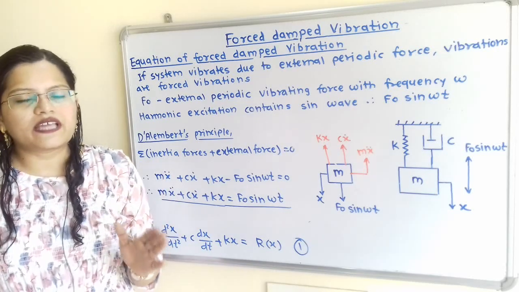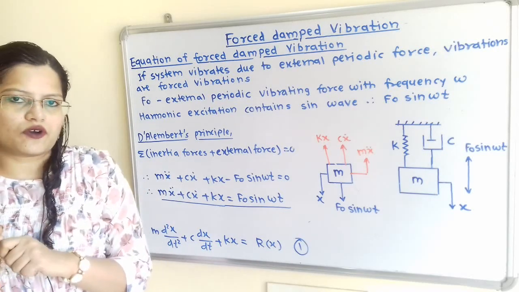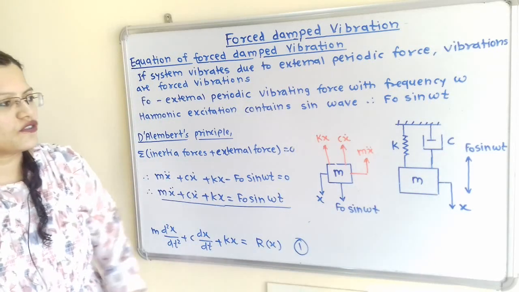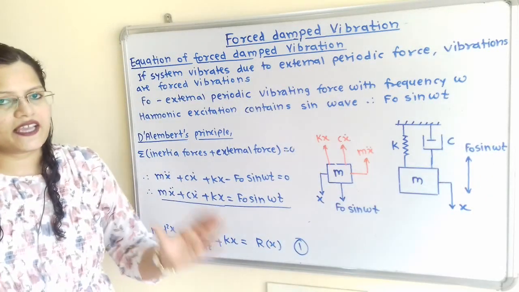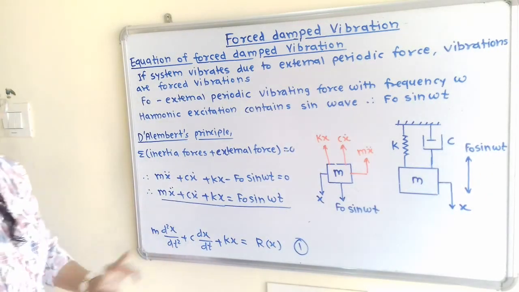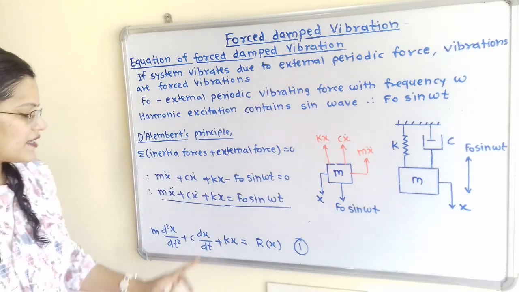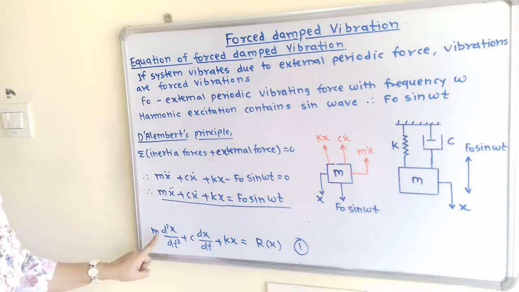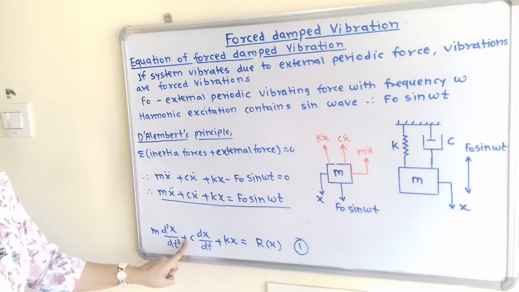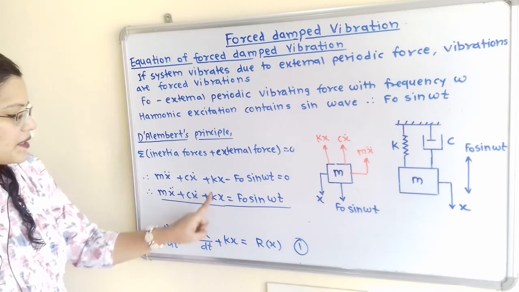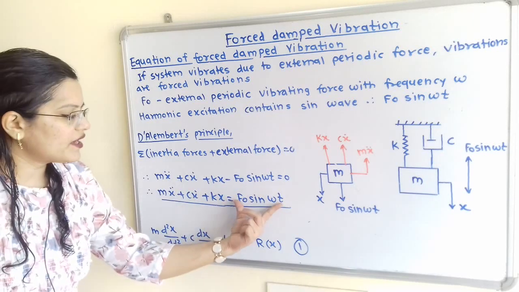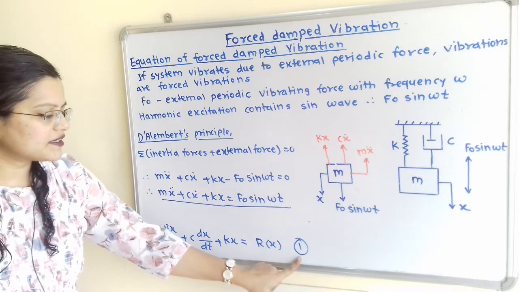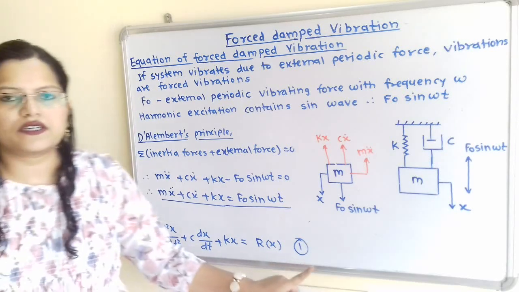Now we know the meaning of x double dot. Here the displacement x is a function of time t. So we can write x double dot as d square x by dt square, and x dot as dx by dt. So how can we rewrite this equation? We will write m d square x by dt square plus c dx by dt plus kx is equal to, for Fo sin omega t, we will write Rx, and we give this as equation number 1.